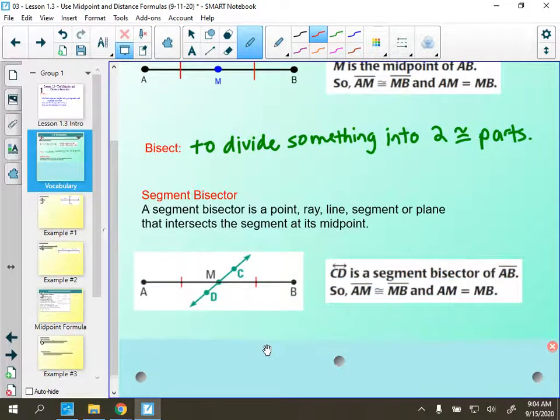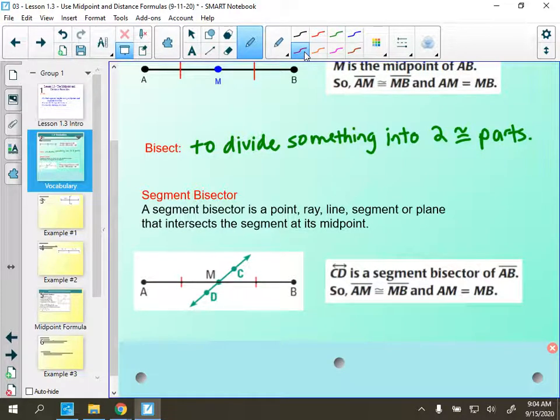So let's take a look here. I think it's a pretty good illustration. Very similar picture, right? We've got segment AB. M is the midpoint again. I know that's the midpoint because of these tick marks right here. But now I've got a line that's also passing through that midpoint, line CD or line DC. It could be classified as a segment bisector because it passes through the midpoint. All right, we could add, like I said, infinite.